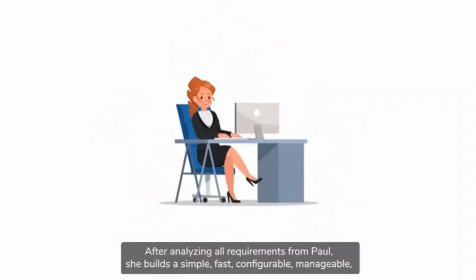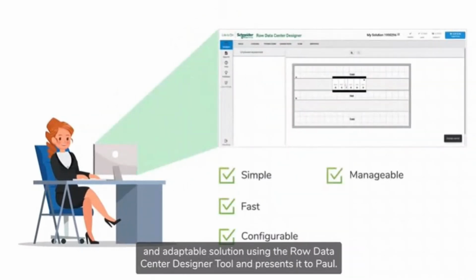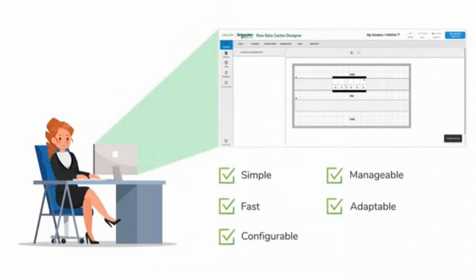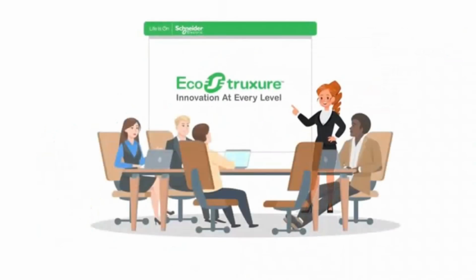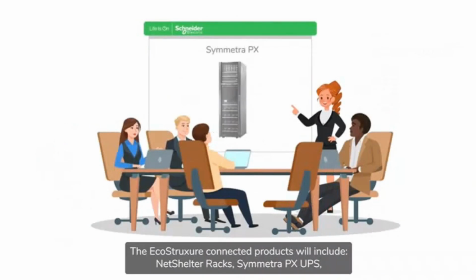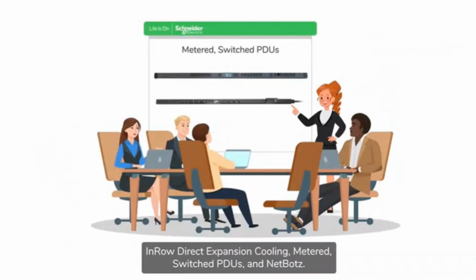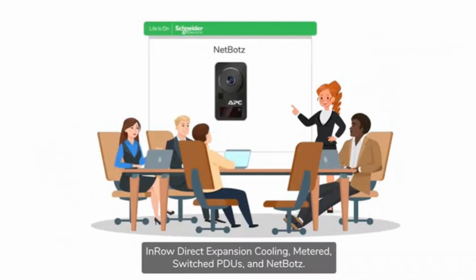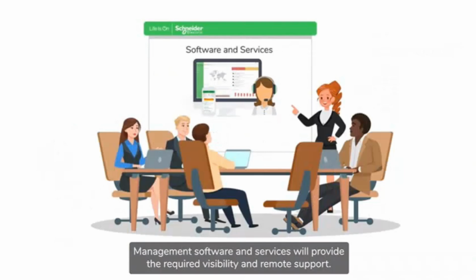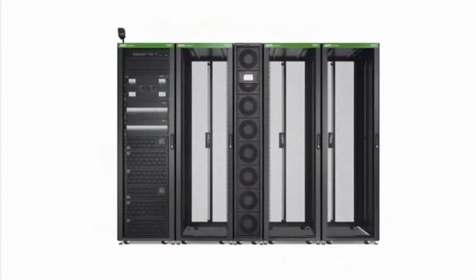After analyzing all requirements from Paul, she builds a simple, fast, configurable, manageable, and adaptable solution using the Row Data Center Designer tool and presents it to Paul. Here's what she presents. The EcoStruxure connected products will include NetShelter racks, Symmetra PX UPS, in-row direct expansion cooling, metered switched PDUs, and NetBots. Management software and services will provide the required visibility and remote support. Further, Mary shares her insights about each product.